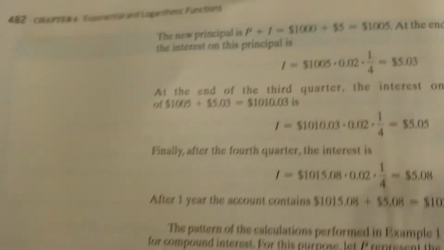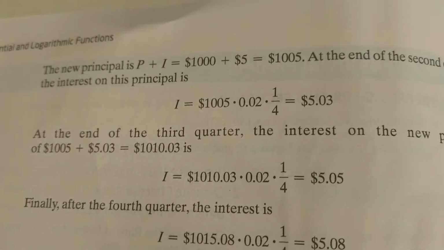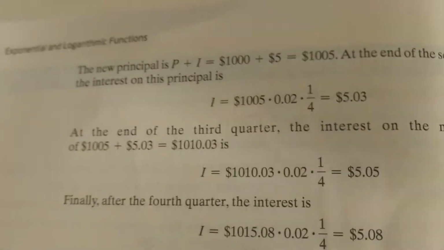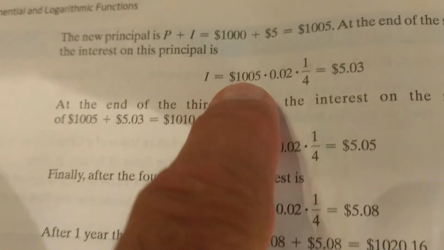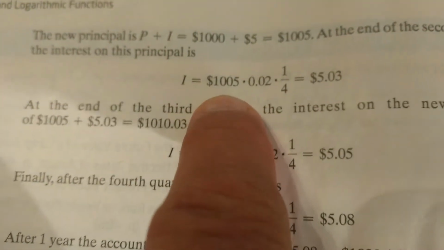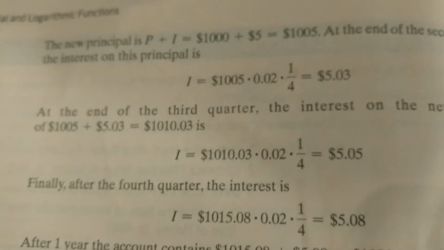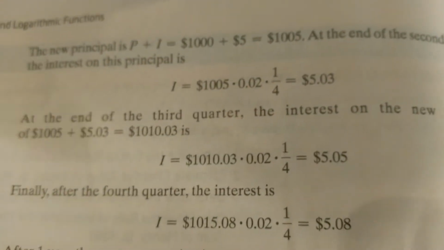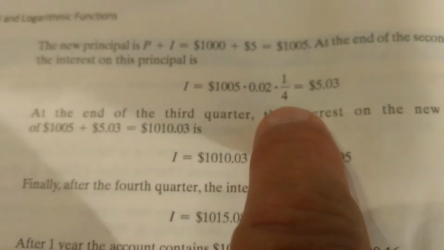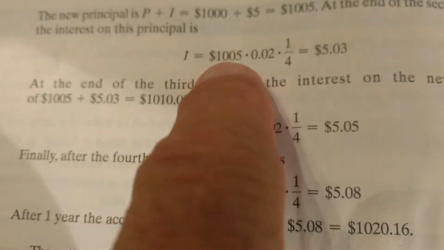So that's after the first quarter. You've got to understand that the first quarter in terms of the year is January, February, March. So then we add that $5 to the 1,000 and we compute it again using the same numbers. Only difference is our principal is no longer 1,000, it's 1,005, because we gained $5 interest in that first quarter. This represents the second quarter, which is actually April, May, June. We do the math, we get $5.03.